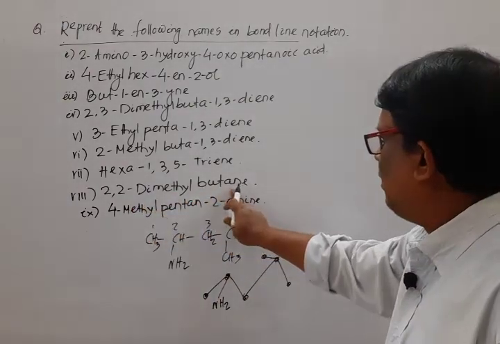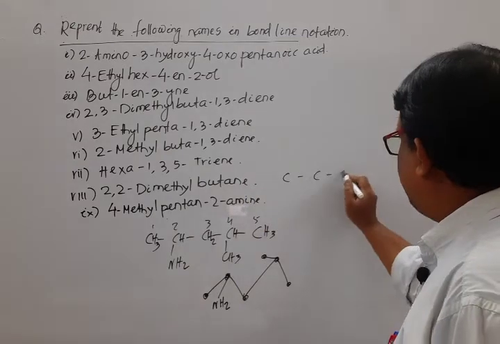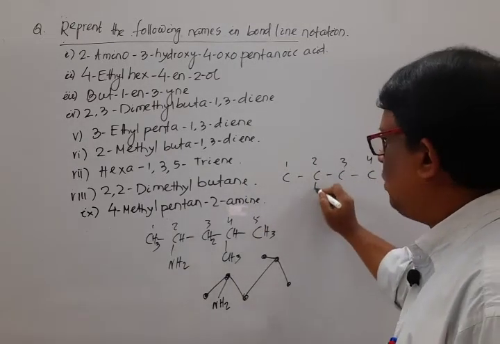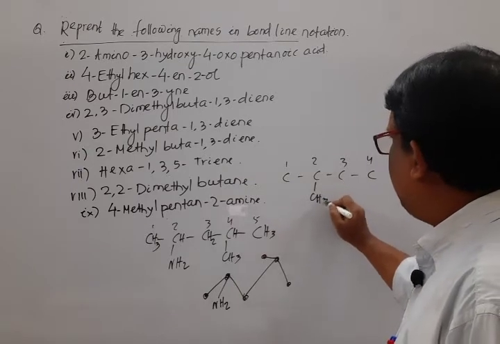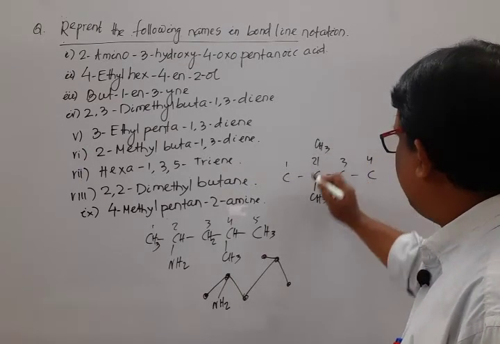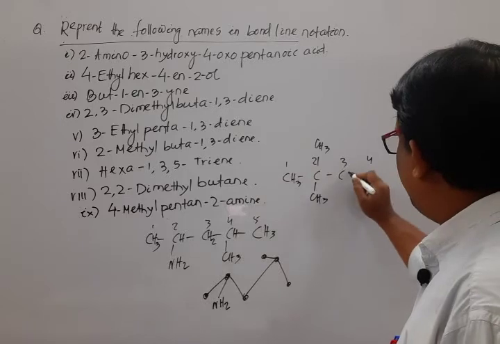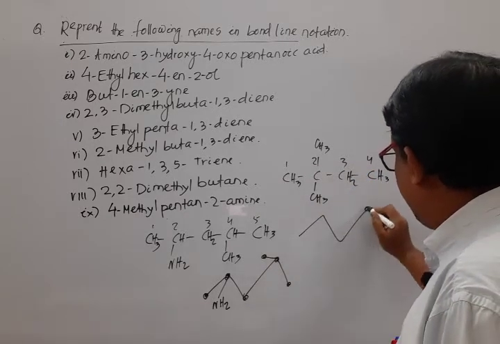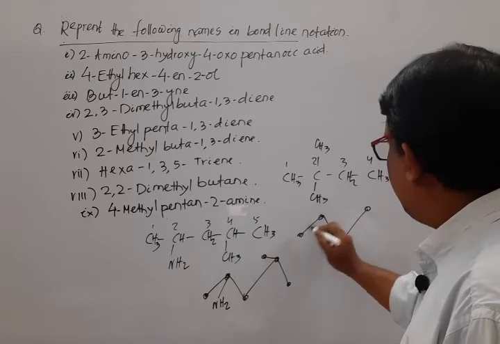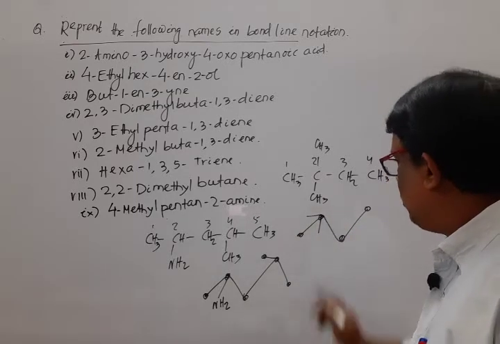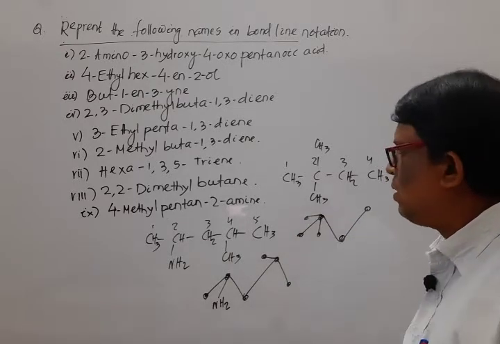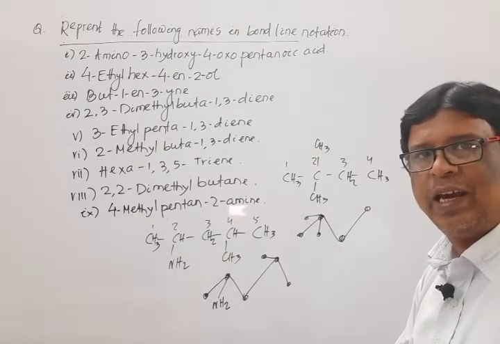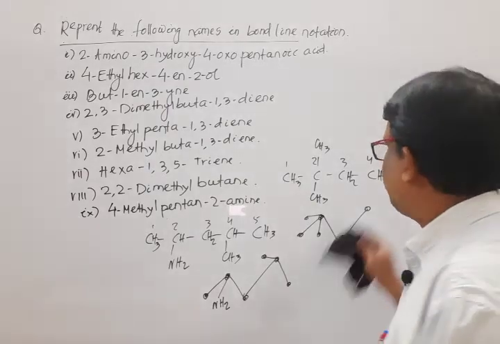Move to next one. 2,2-dimethyl butane. Butane 1, 2, 3, 4. 2 position 1 methyl, 2 position 1 methyl. So satisfy tetra covalency. Mark that. So 4 carbon, it is 1, 2, 3, 4. 2 position 1 branching, 2 position 1 branching. It is known as 2,2-dimethyl butane. Okay. Move to next one.